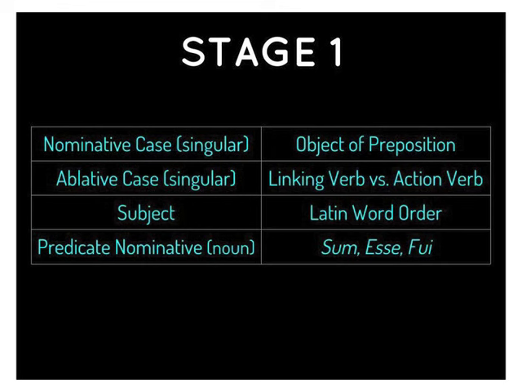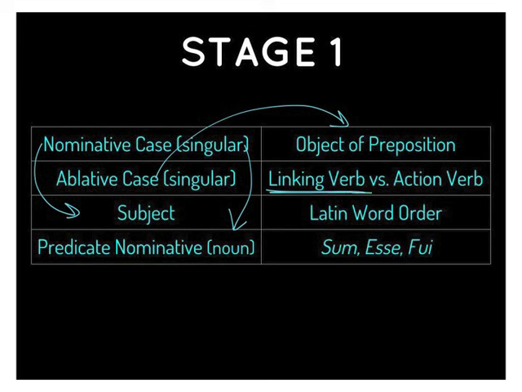So you met the nominative case, which was used for the subject and the predicate nominative in these sentences. You met the ablative case, which is used as an object of a preposition. It's one of two cases that can be used as the object of a preposition in Latin. And then we talked about the linking verb that we met today was est, which means is, but any form of the verb to be, sum, esse, fui, like am or was or were or will be, is a linking verb, and after a linking verb, that's when you see this predicate nominative.